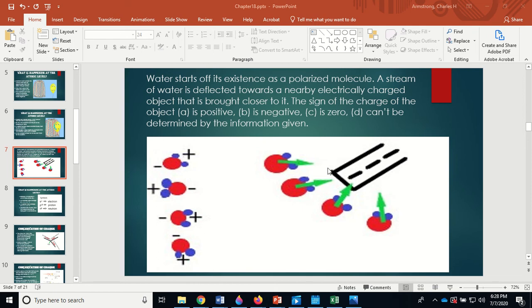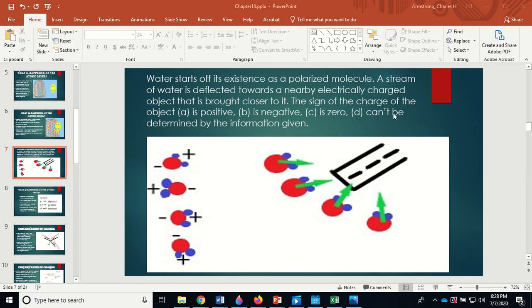Well, this took me a long time to do, and I got tired of doing it. But just imagine what's going to happen if you bring a positive object here. All the water molecules will flip the other way, so that the negative side is closer. The Mickey Mouse ears will be on this side, so that the negative side is closer to the positive, and they'll do the same thing.